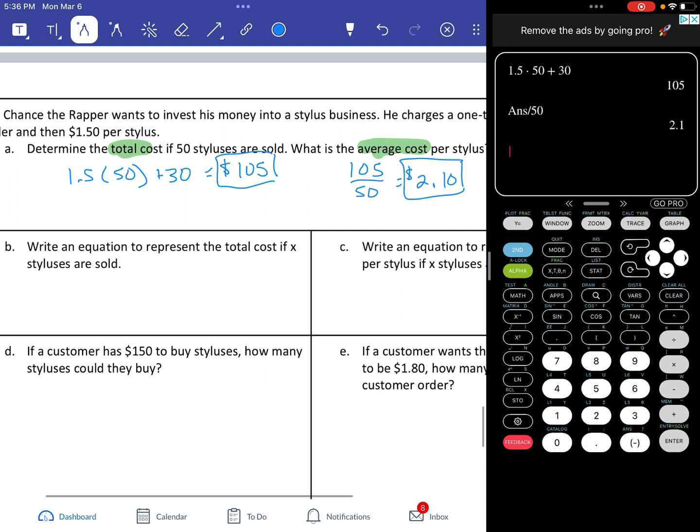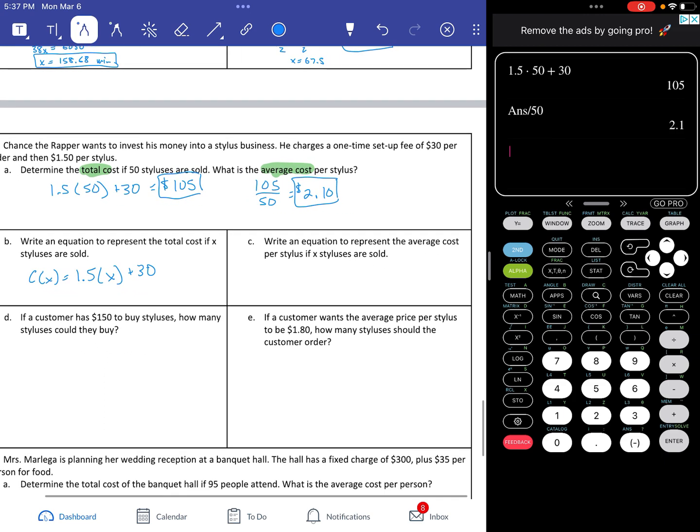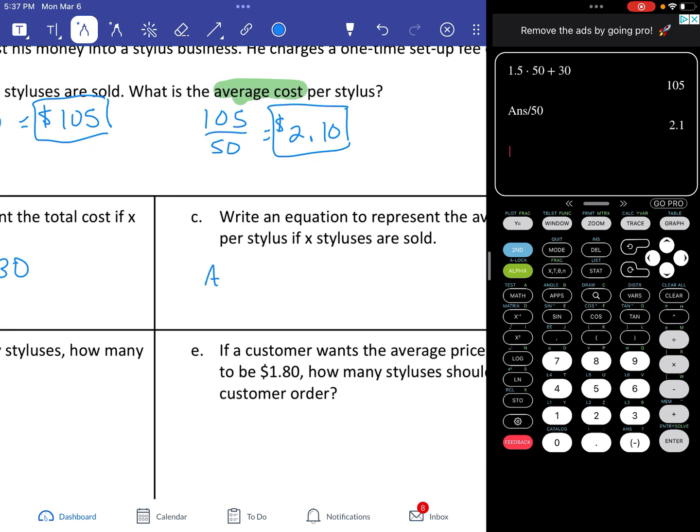Okay. Now we're going to write an equation to represent the total cost. Which we're going to use the equation from right above it. So we have the total cost, C of x, is equal to 1.5 times the number of styluses, in this case x, plus 30. That's it. Part C, the average cost is based on the equation right above, but the total cost is still included. So we're going to do the average cost, so A of x equals 1.5 times x plus 30 divided by x.